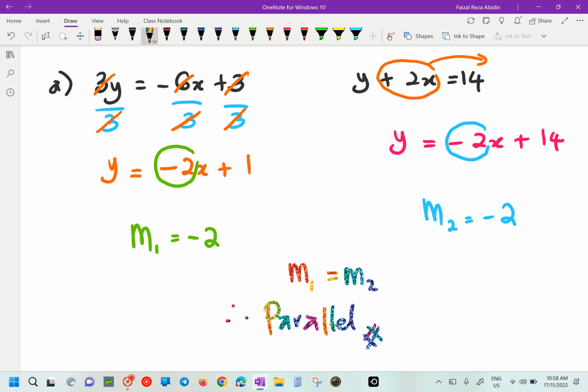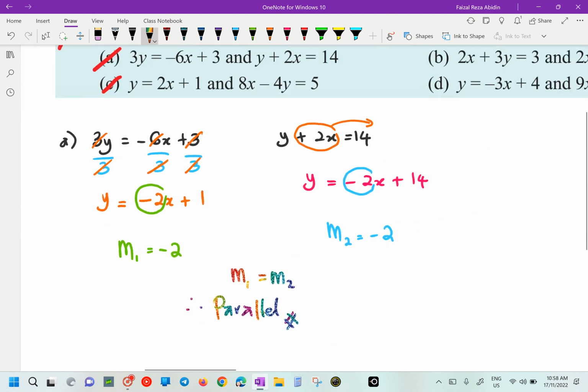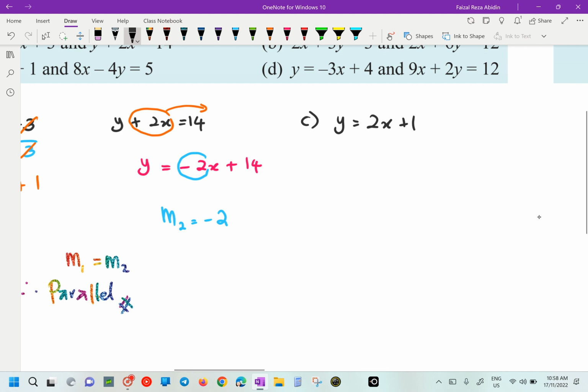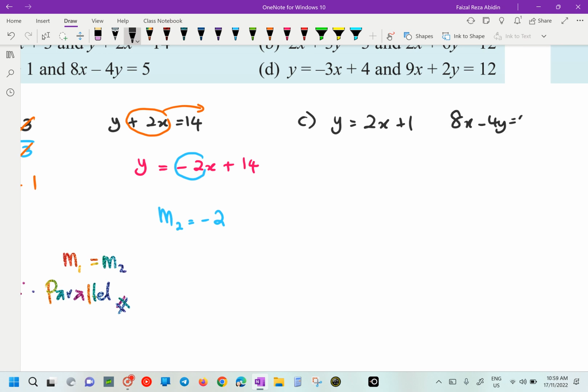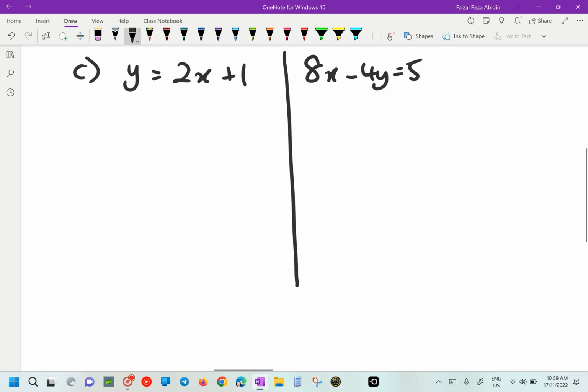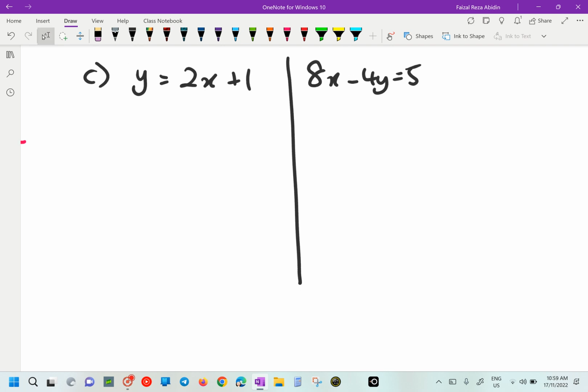Because we are going to compare only our gradient, but make sure we are going to convert into equation of straight line y equals to mx plus c. Okay. Can I proceed? Okay, we look at C. See here, y equals to 2x plus 1 and 8x minus 4y equals to 5. Okay, we have two equations over here. So what must I do first? Find the gradient. So this one, the first one, got already, right? So M1 here is going to be 2.